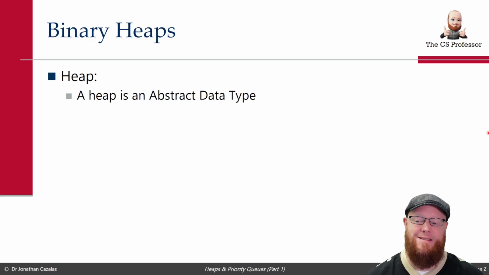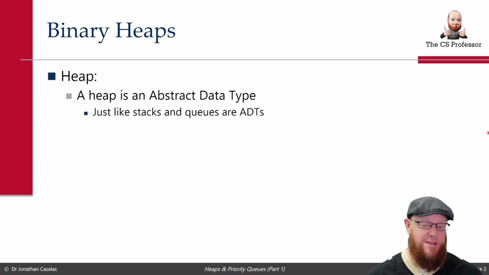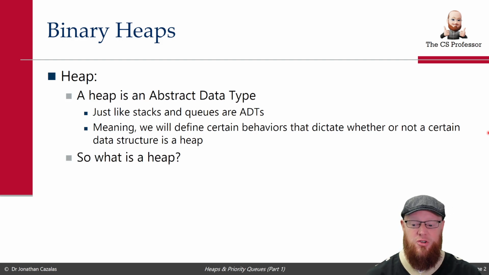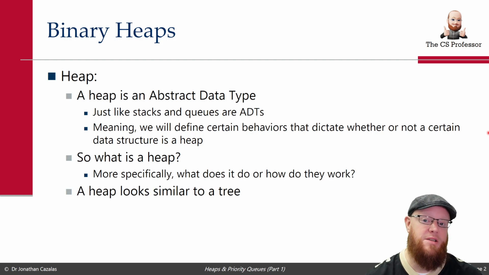So, what is a heap? A heap is an abstract data type, similar to stacks, queues, trees. These are abstract data types. We say that they're not built in the core feature set of Java, but were added on afterwards. We need to define their behaviors and dictate whether or not a given data structure is a heap. So, what is a heap? More specifically, what does a heap do and how does it work?